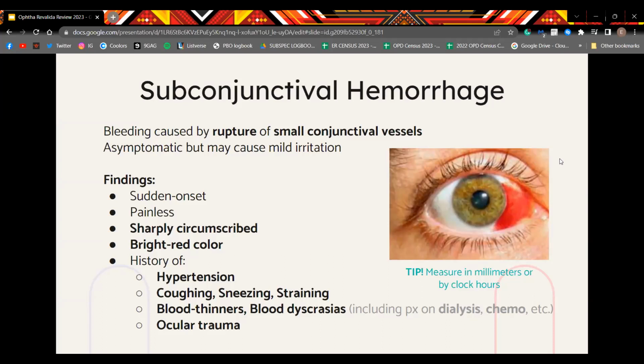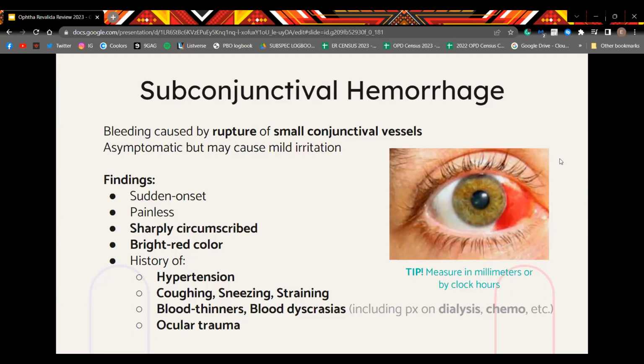So it's painless and sudden yung onset. So usually hindi yung patient yung nakakapansin, kasama ng patient. And wala naman siyang ocular complaints bukod doon sa redness talaga doon sa eye. So it's very isang tingin mo pa lang alam mo na subconjunctival hemorrhage yun. It's characterized by yung sharply circumscribed bright red color dun sa conjunctiva, and you could also elicit history ng hypertension, ng straining, coughing or sneezing, which would cause transient increase in the blood pressure.